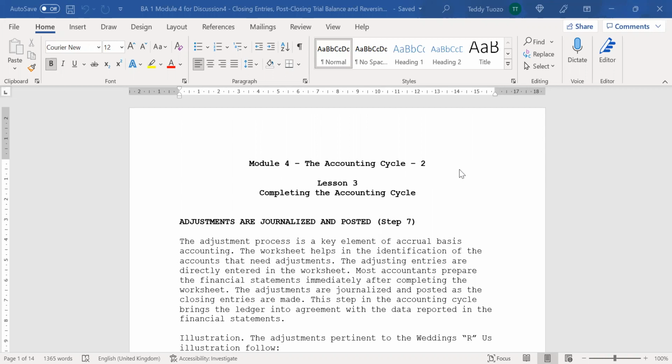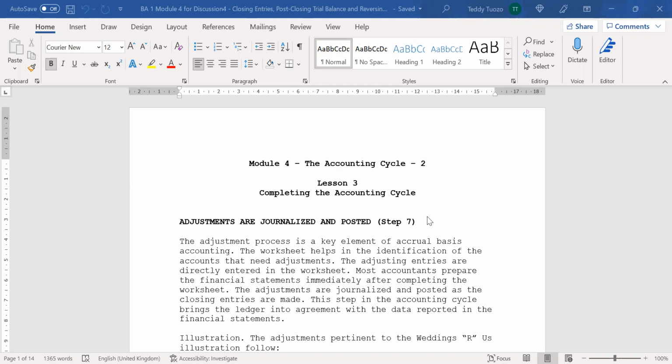This is the last part of module 4. So this is completing the accounting cycle. Here we're going to discuss the remaining accounting cycle: adjustments are journalized, step number 7, and step number 8, step number 9, and step number 10. So first is step number 7.